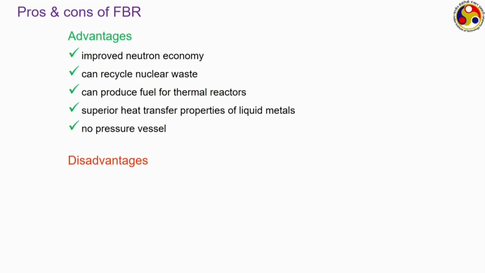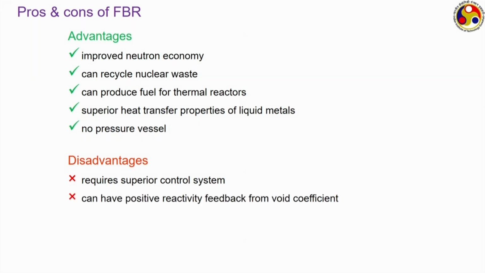But there are also disadvantages, like superior control systems are required, the fuel being highly enriched. So, control should be optimum. In certain situations, a fast breeder reactor can have positive reactivity effect from void coefficient. The void reactivity effect or temperature reactivity has to be negative as per definition. The handling of liquid metal is also not easy. They are heavy, they are corrosive, and they are generally electrically conducting as well. Therefore, special technology and handling is required.